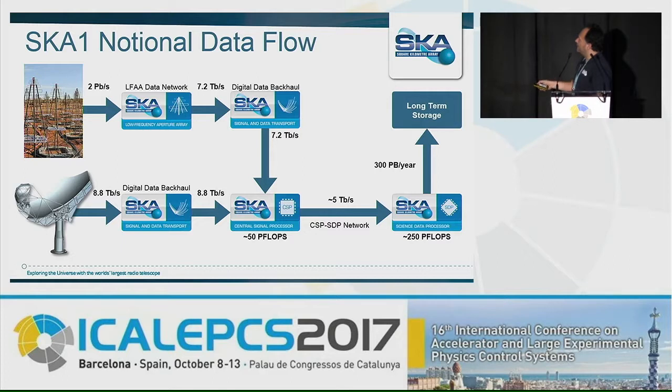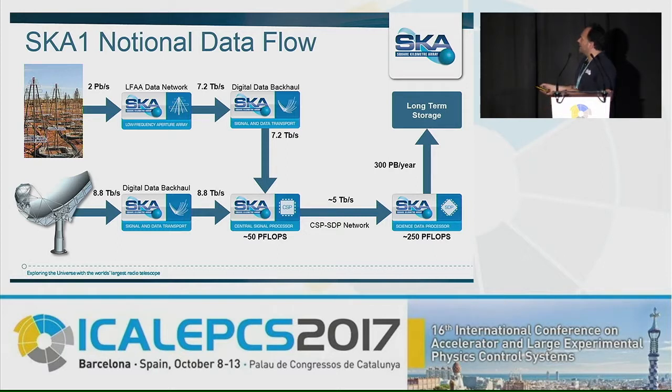And that is just a transfer to the central signal processor, which is the correlator and beamformer. In MID, the aggregate output of the 197 antennas is 8.8 terabits per second, which is transported to this CSP. This is essentially FFTs and other kinds of processing, and the aggregate processing power that we need is 50 petaflops, which is just half the current top supercomputer in the world.